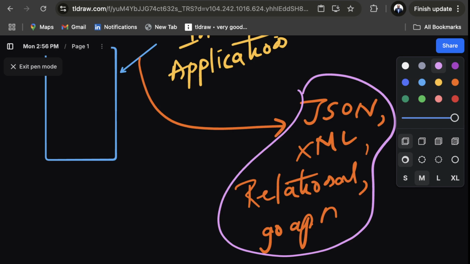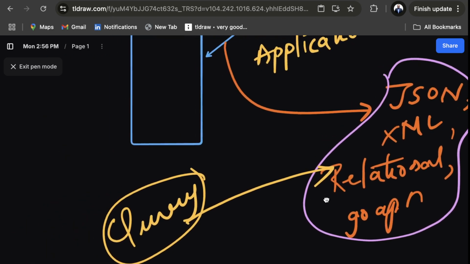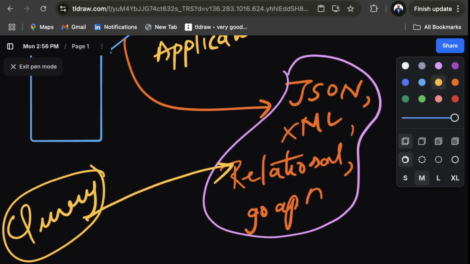Now, query is how, from the model that I have selected, I will be retrieving my data. That is basically querying. So query is like a question you ask. Now, our goal is to understand relational databases, I mean the relational data model.